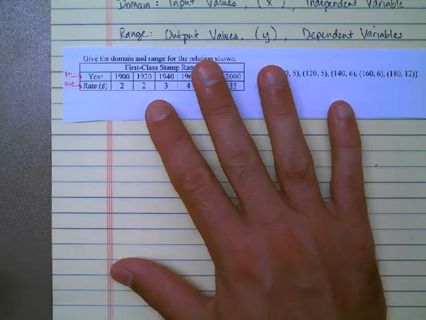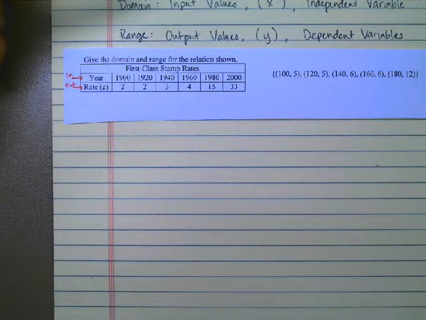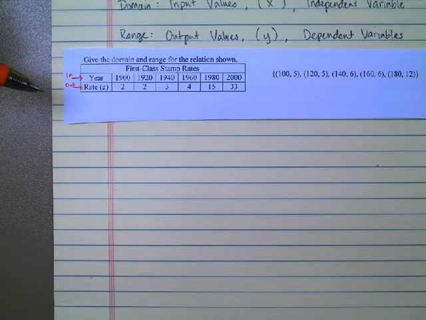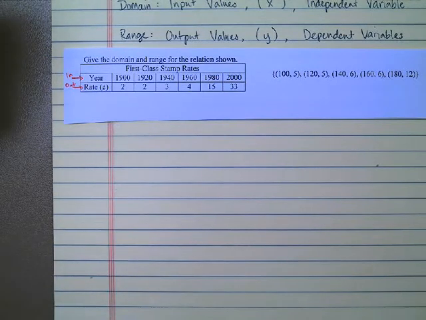Now the reason we know that is because it doesn't make any sense for us to say, well, if we knew how much the stamp cost, then we could go back and look at the year. It doesn't work that way. We're going to go look at what year it is and then figure out what the stamp costs based on the year. So the year is the input value.